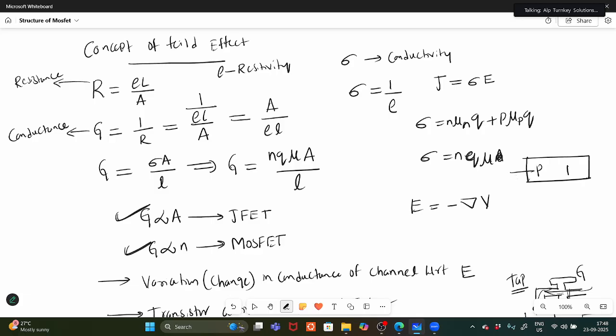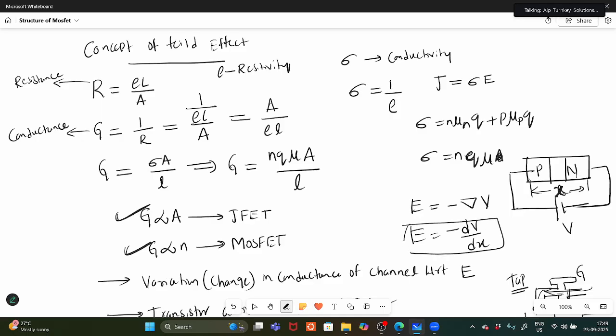Let us take a PN junction diode. You are applying some external voltage. So the voltage with change in length of the conductor, with respect to length, is nothing but electric field. So E equal to what? Minus dV by dx. Let us consider the length is x. So minus del V by x, that is electric field.